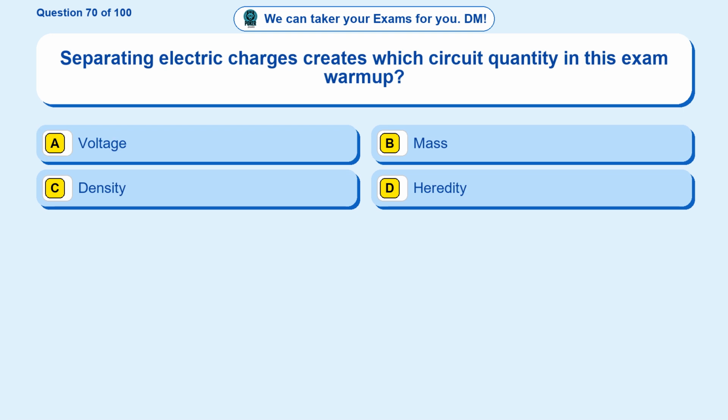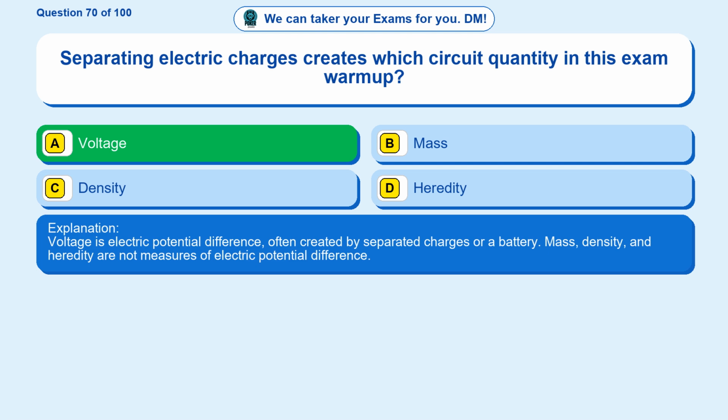Question 70. Separating electric charges creates which circuit quantity in this exam warm-up? Option A, voltage. Option B, mass. Option C, density. Option D, heredity. The correct answer is option A. Voltage. Voltage is electric potential difference, often created by separated charges or a battery. Mass, density, and heredity are not measures of electric potential difference.